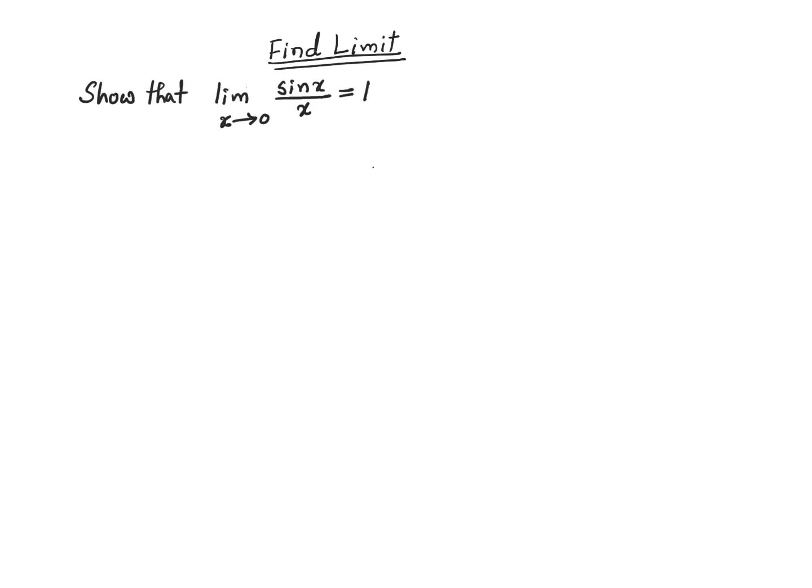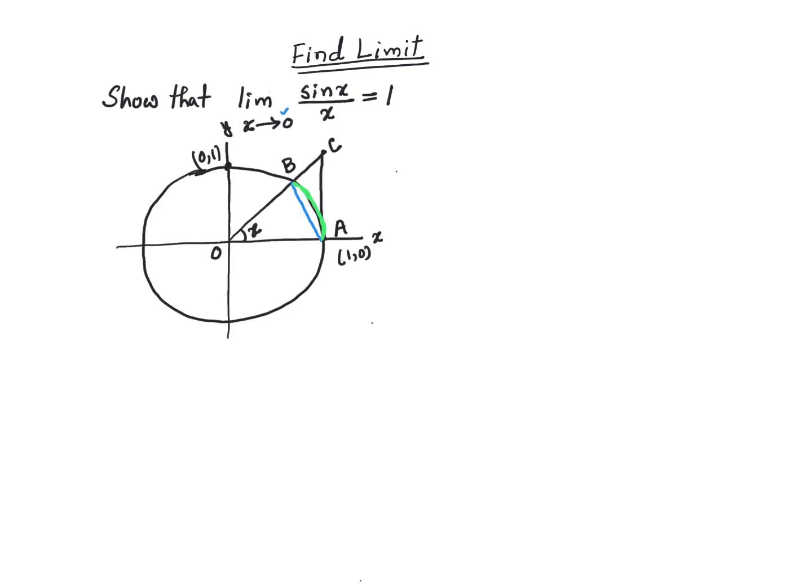In this video, I'm going to show you that the limit as x approaches 0 of sine of x over x is equal to 1. To show this, let's consider this diagram. This is a unit circle, by the way. So this is a unit circle. And let's consider three figures here.